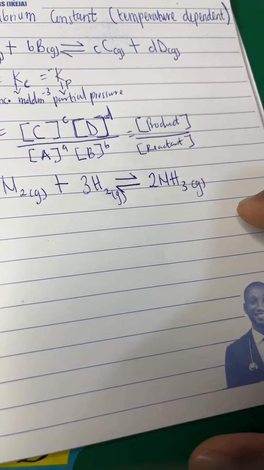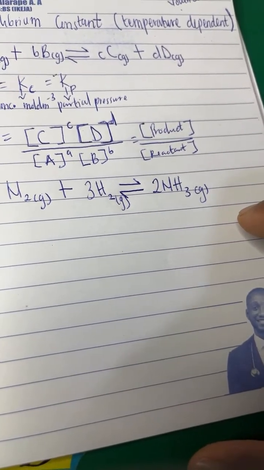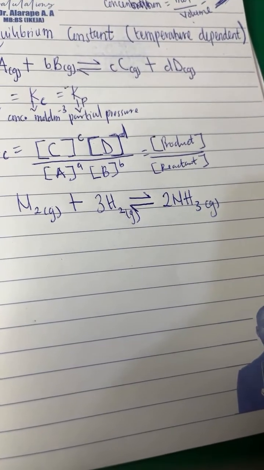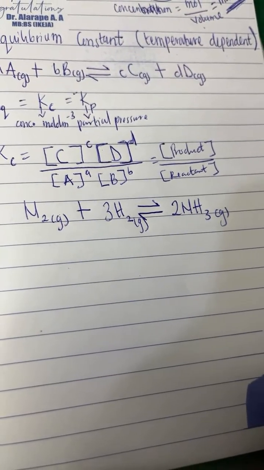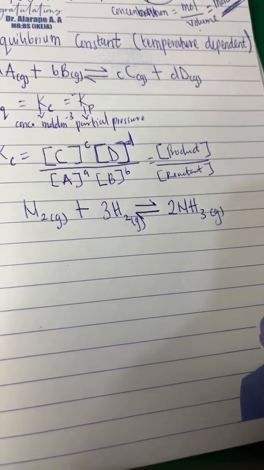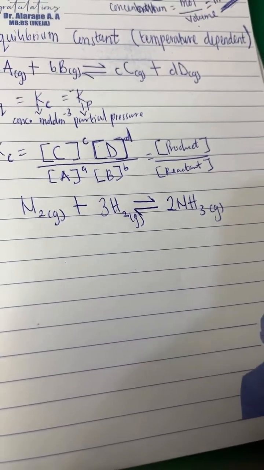Is it only that reaction that is for equilibrium? No. Many reactions can be used. Any reaction that is in equilibrium, any reaction that is reversible, can be used. It's not only that one.